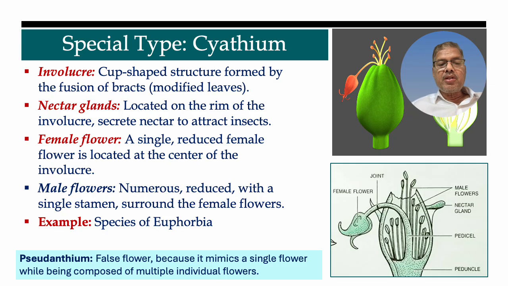The cyathium is characterized by a cup-like involucre formed by fused bracts surrounding a single central female flower and several groups of male flowers. The cyathium is considered a pseudanthium, or false flower, because it mimics a single flower while being composed of multiple individual flowers.